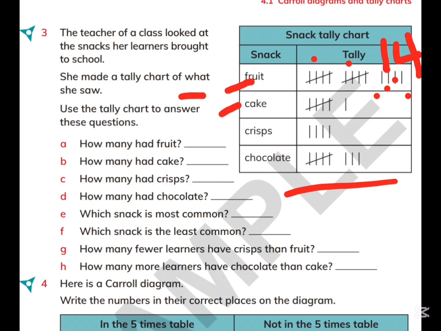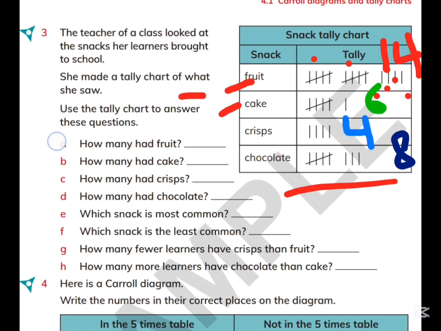Now I'm changing the color. Cake, how many people have bought the cake? This is 6. You know that we write 5 in this way, and this is one line here, so this is 6. Now it is asked about the crisps. Now I am changing the color. 4 people like the crisps. And chocolate is liked by 8 people.